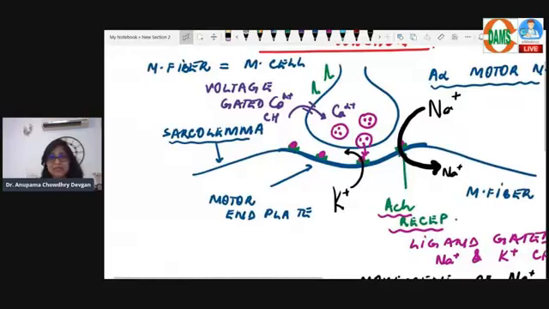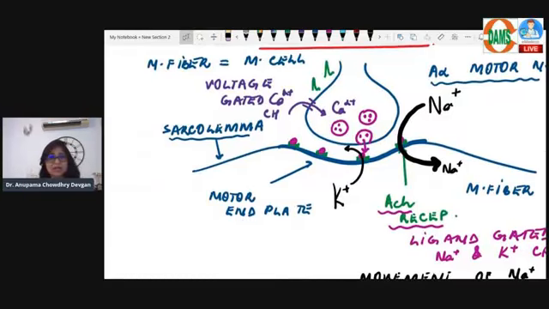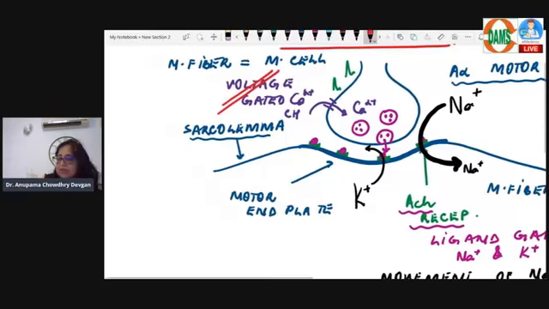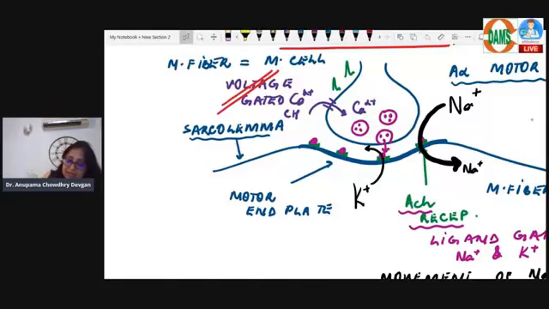Two important diseases are seen here. One is a disease of the presynaptic membrane, where antibodies are against voltage-gated calcium channels. This is known as the Lambert-Eaton syndrome.